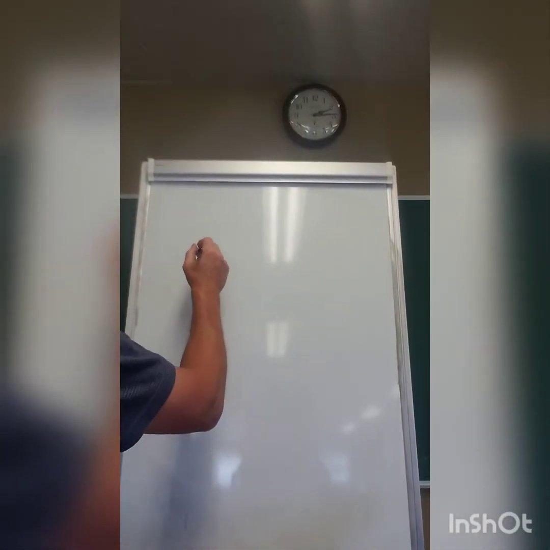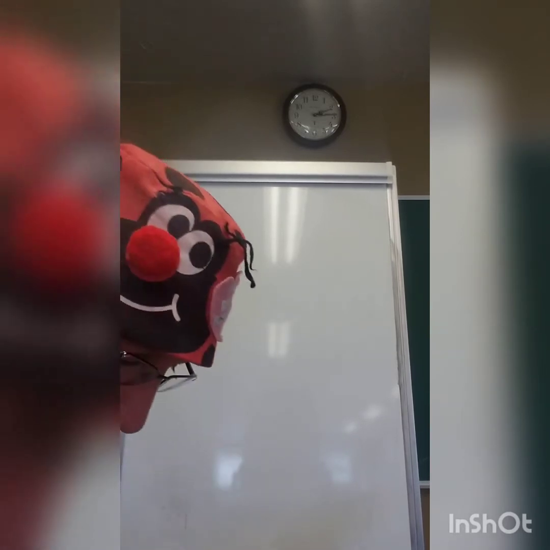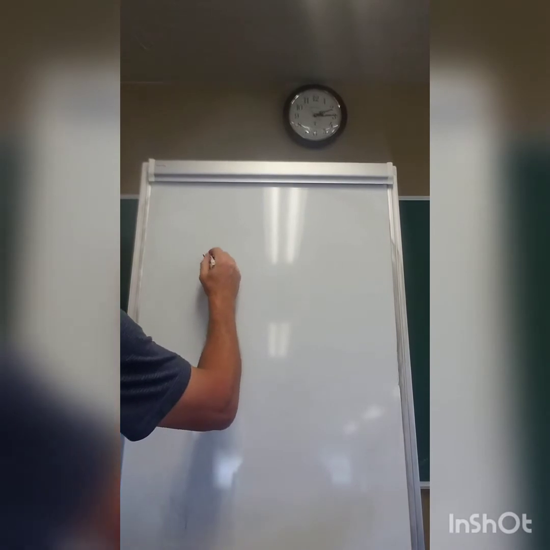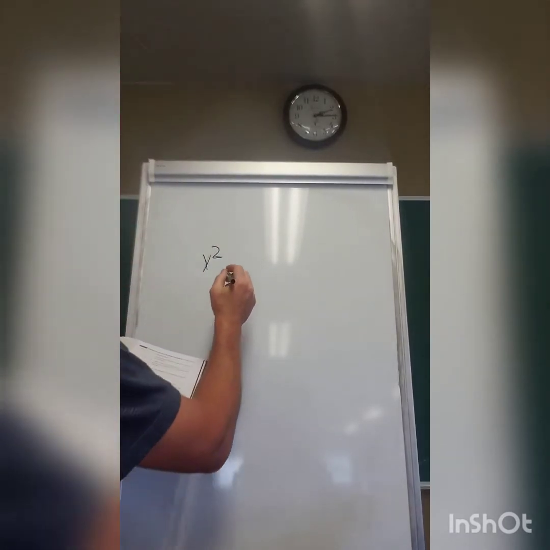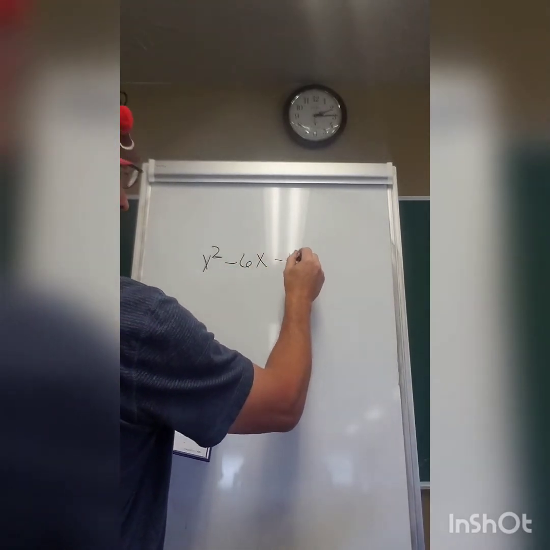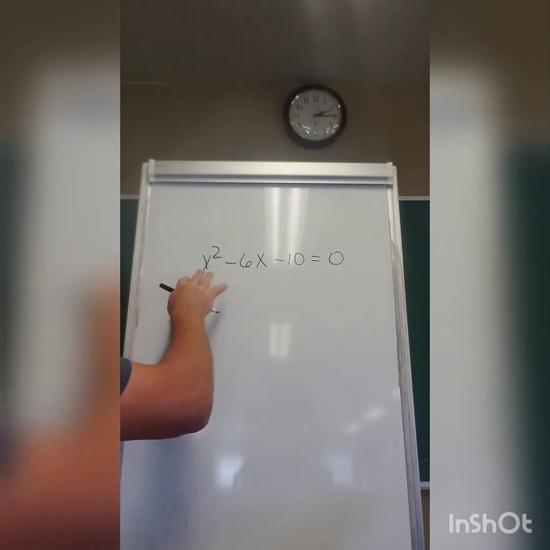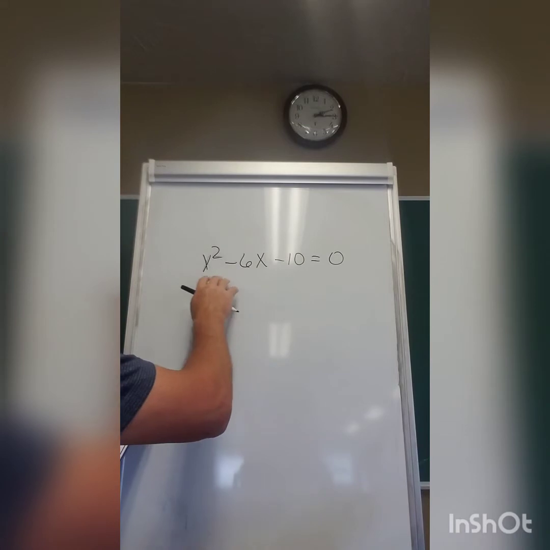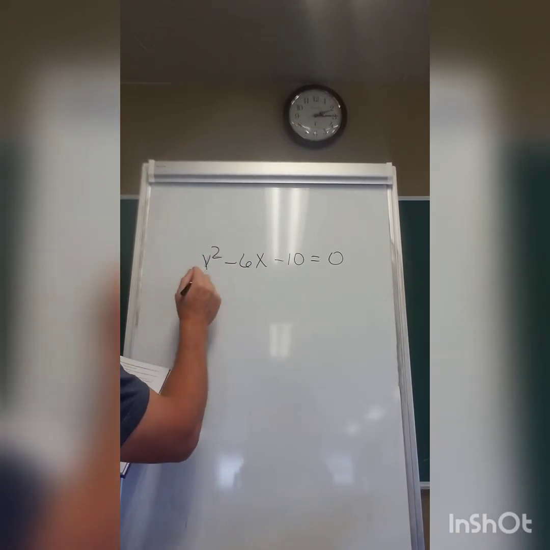So the very first example they give you is x squared minus 6x minus 10 equals 0. So always have it in the quadratic form. And then this example here does not have a coefficient here, so this is how you solve it.